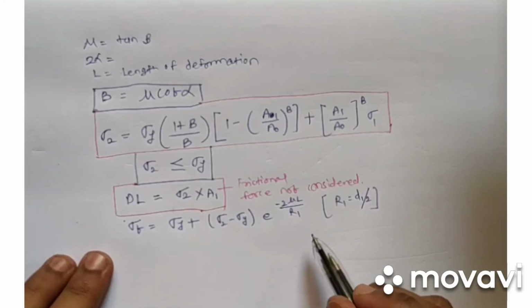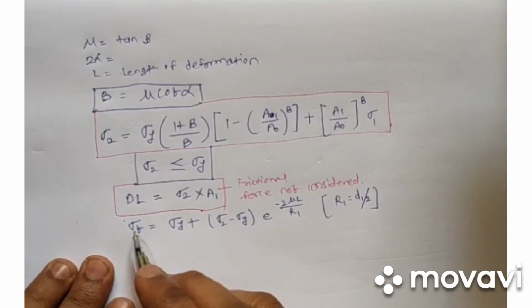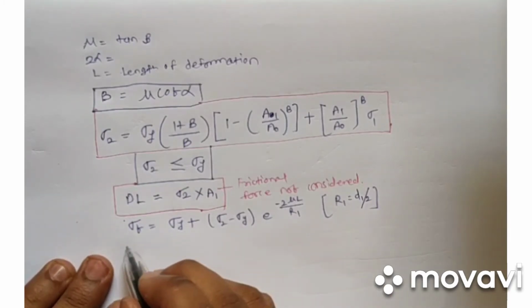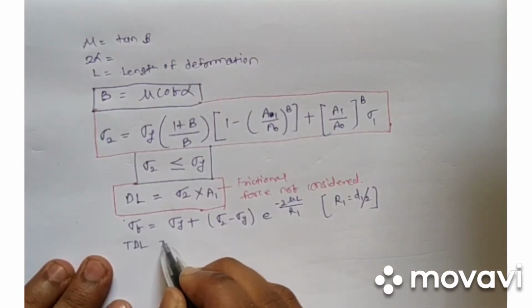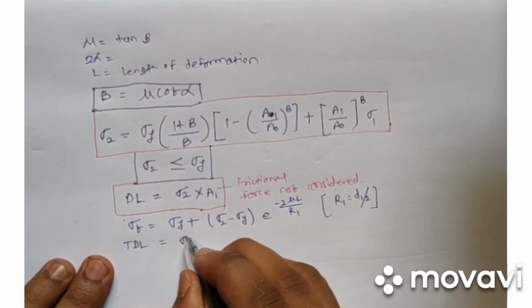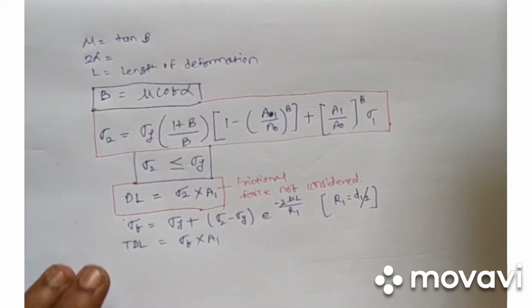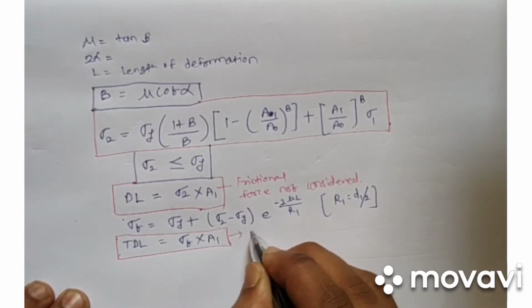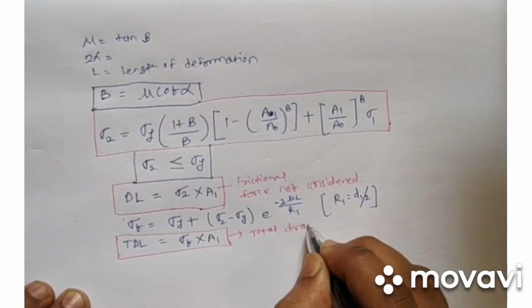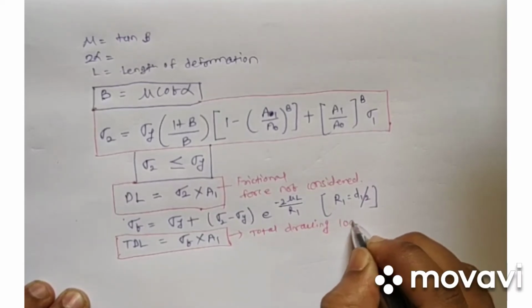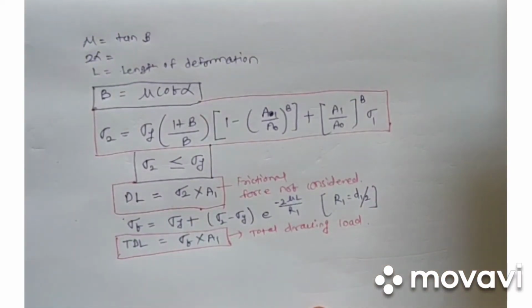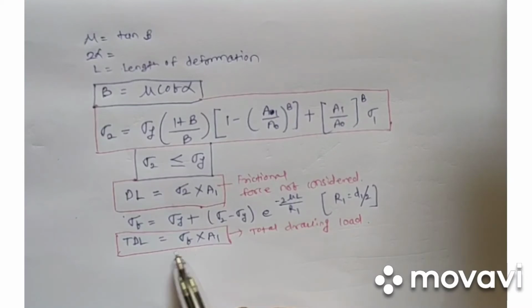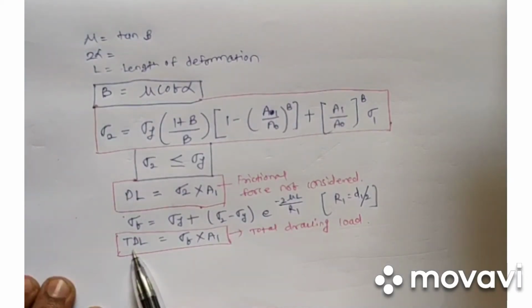So from this formula we can get sigma t, and then we can have the total drawing load as sigma t into A1. So this sigma t gives my total drawing load, because I am considering the friction also. That is why it is sigma t, and this is what we have considered as the total drawing load.